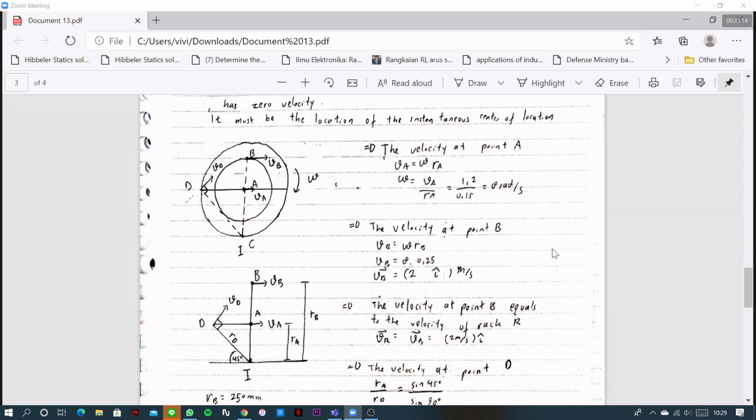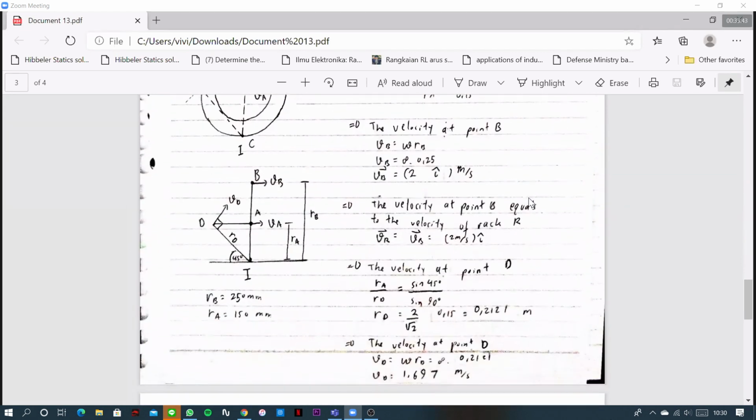Okay, why not use another radius? This is my question. Why are you using the radius of A? Because it is right in the middle of the pulley, I guess. Okay. And the velocity at point B, how can you find velocity at point B here? VB equal to? Can you explain again the velocity at point B?